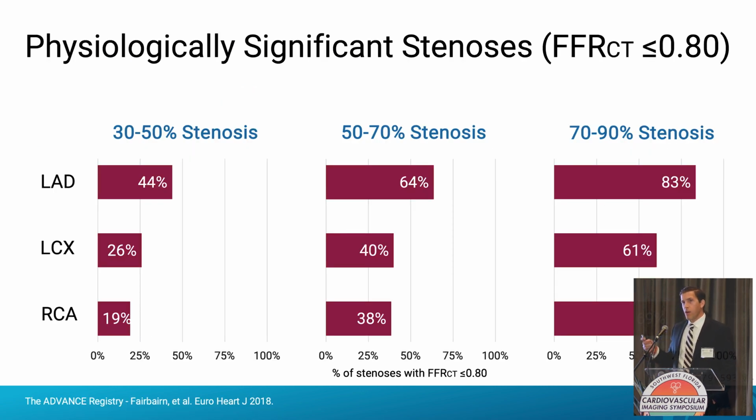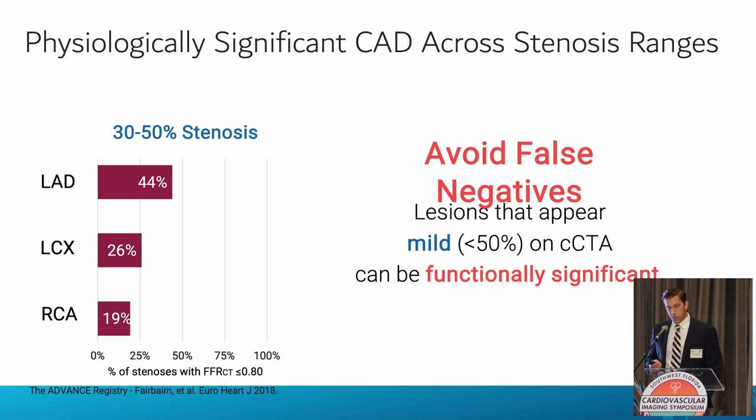So again, why specifically the 40 to 90%? Dr. Morris hit on this a little bit earlier. I'm going to dive into it a little bit more. If we look at some data from the ADVANCE registry, it's important to note that the correlation between stenosis severity and FFR is not great, all right? So we can avoid a lot of false negatives and false positives when we incorporate this FFR approach.